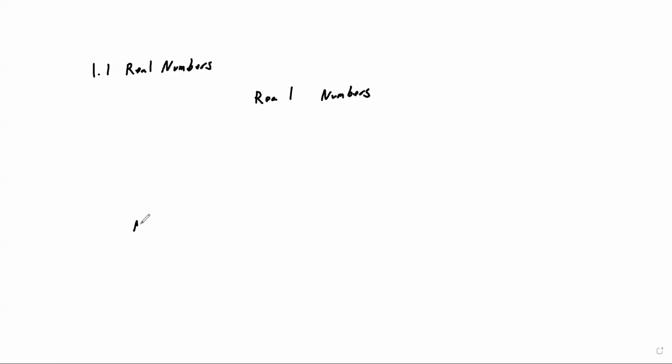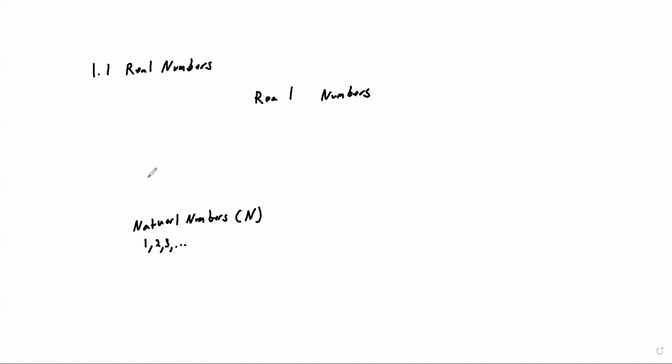We'll start off with natural numbers, which is abbreviated as an N. And they are what we call our counting numbers. So 1, 2, 3, and so on and so on. In the math world, if you ever see those three dots, this means that the pattern is going to continue.